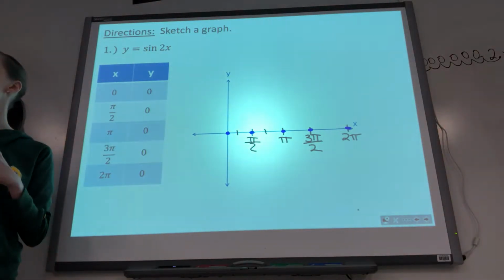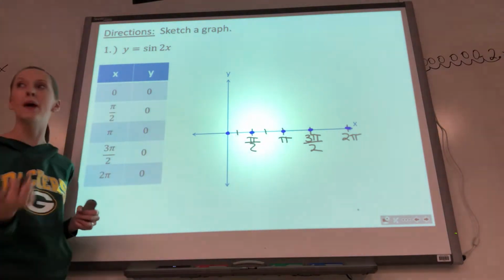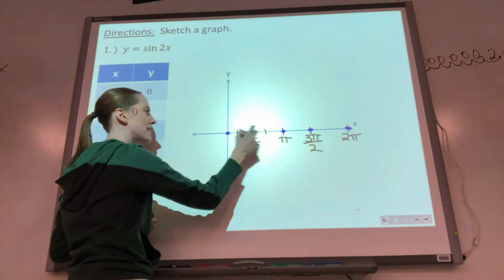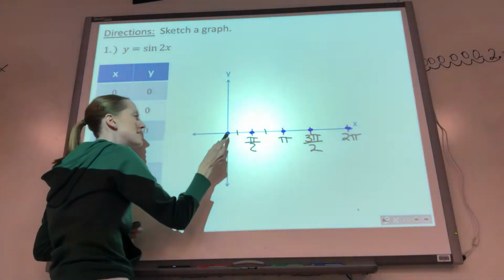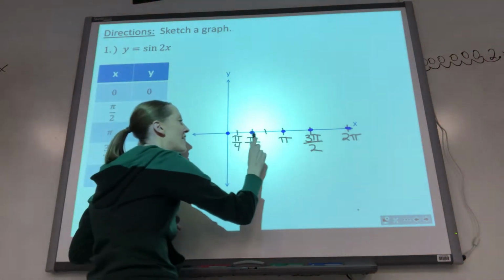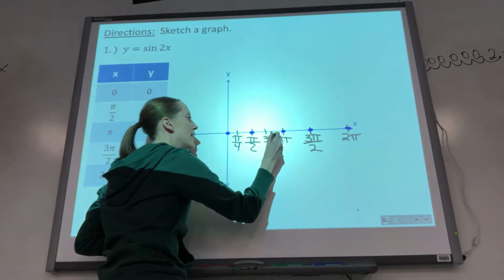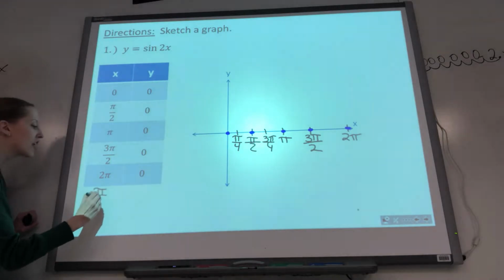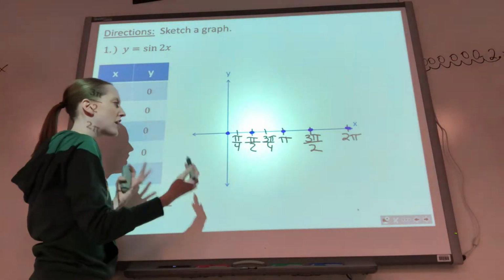Okay, now I'm just going to tell you what these x's are. We're not going to have to worry about this too much until Monday. On Monday's lesson, I'll go into more detail about how to find these other points. But I'm just going to tell you today, the halfway point between 0 and pi over 2 is pi over 4. And then halfway between pi over 2 and pi is 3 pi over 4. Again, don't worry too much about that today. You're actually not going to have to do that again in the homework or anything. This is just kind of the introduction part.